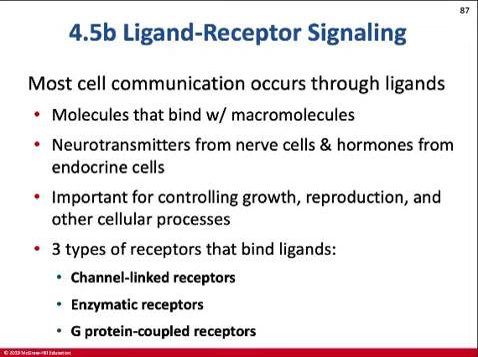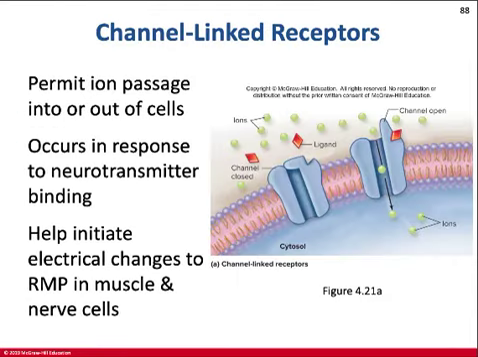The molecules that bind with macromolecules, neurotransmitters from nerve cells, hormones from endocrine tissue, control growth, reproduction, and other processes. Three types of receptors that bind ligands: channel-linked, enzymatic receptors, and G-protein coupled. In a channel-linked receptor, the ligand binds to the channel and either opens it or shuts it, and that permits flow of the thing the channel is specific for, either into or out of the cell.